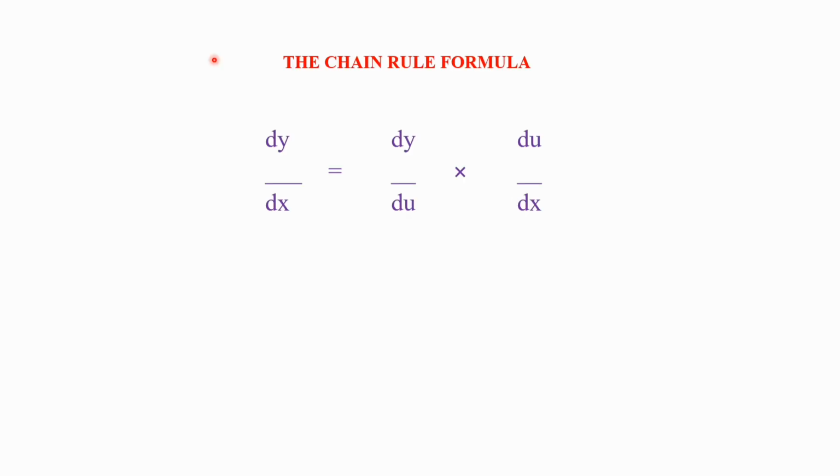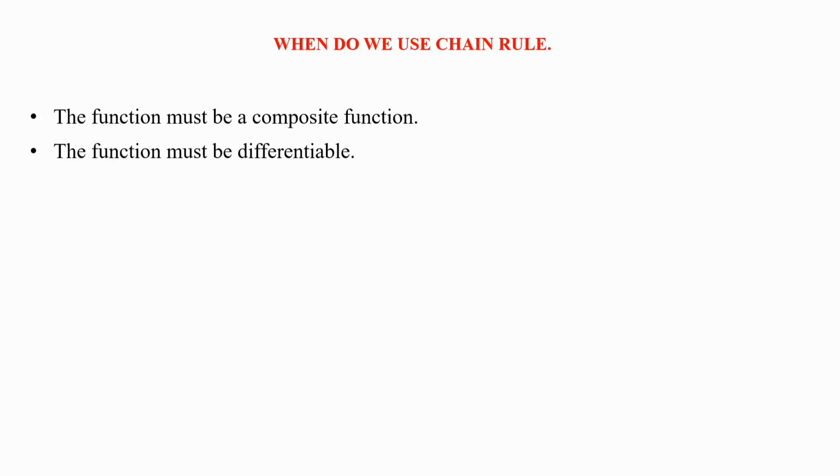The chain rule formula is given by dy/dx = dy/du multiplied by du/dx. Now, when do we use chain rule formula? The chain rule formula is used when we are given a function that is a composite function and we are told to differentiate this function. In that case, we employ the chain rule formula.